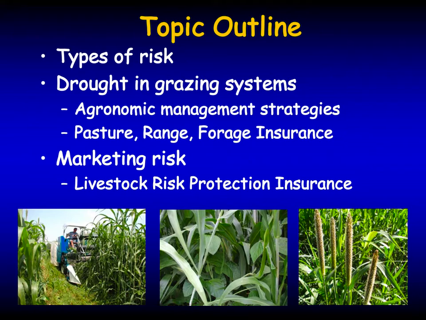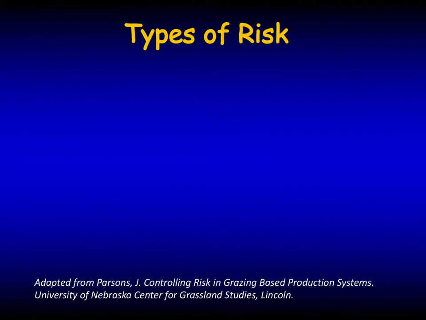So we're going to talk about agronomic management strategies for drought and grazing systems. And what I'm not going to do is lay out a specific drought management plan for your farm. Drought management plans are just like grazing systems. Every farm is going to be a little bit different depending on the resources that you have on your farm. And then Kenny's going to talk about pasture, range, and forage insurance. And I think that's going to be a pretty interesting discussion. And then finish up with a little bit on livestock risk management, livestock risk protection insurance. And those are 2 tools that we can use to help manage risk in grazing systems.